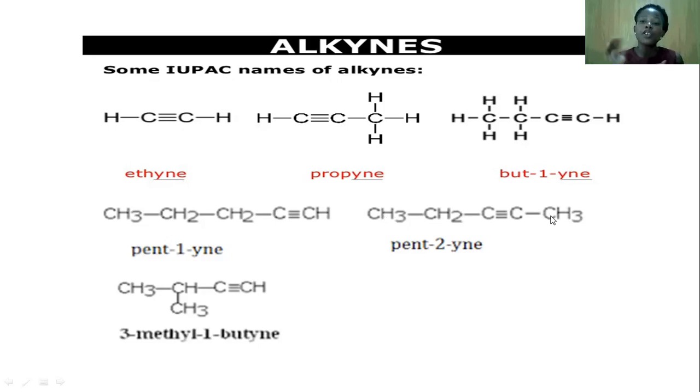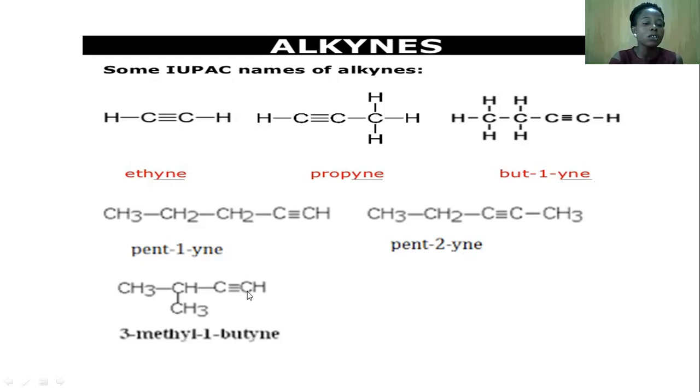Now counting, remember you give the smallest number to where the triple bond is. So we counted from the right to the left. So I have 1, 2. So the triple bond is on carbon 3. That's why it's pent-2-yne. But here, if you had counted from the left, it would be pent-3. So that number is larger than 2, so you use 2. 2 is acceptable.